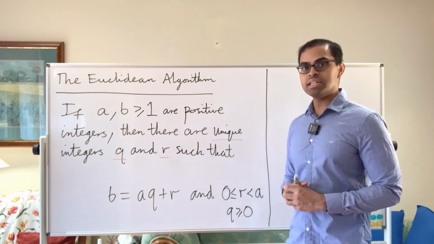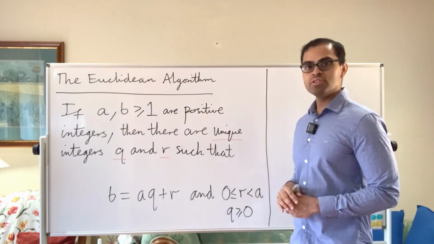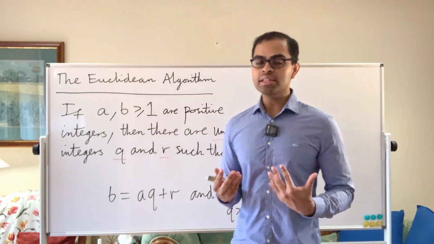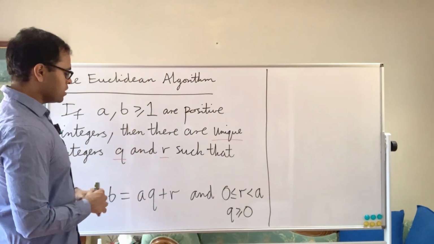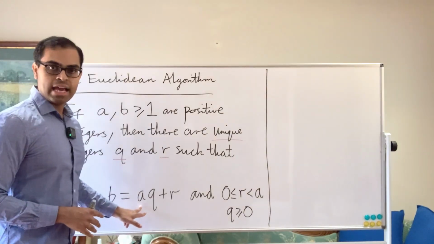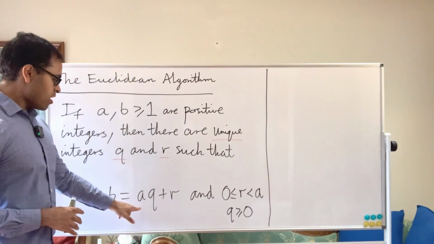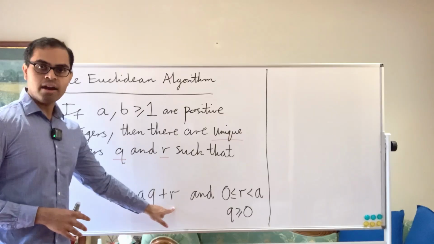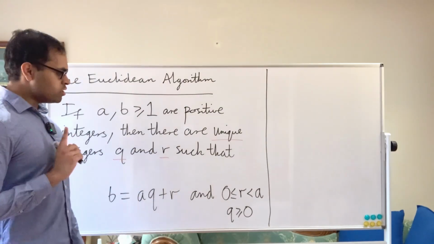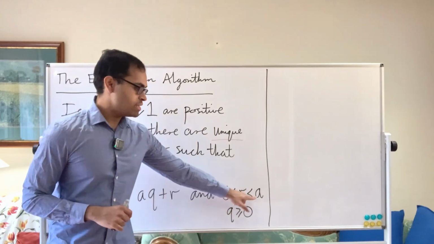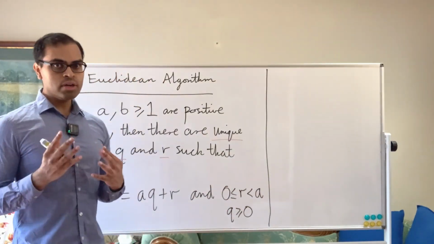So we're going to go on a journey together. Let's just dive right into it and try to understand what this statement is saying and how we'd go about a proof. The basic idea is that we want to divide a into b. If you think about it, when you write b is aq plus r, we're dividing a into b and getting a remainder. But we want to make it so that the remainder is less than a. So how are we going to do this?